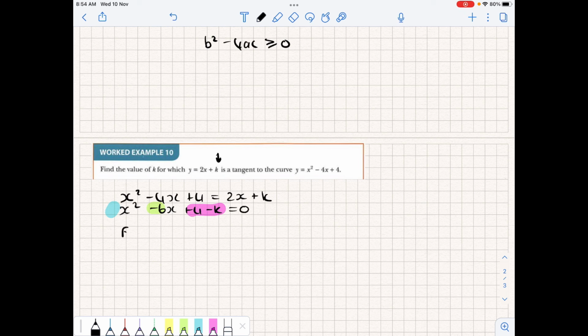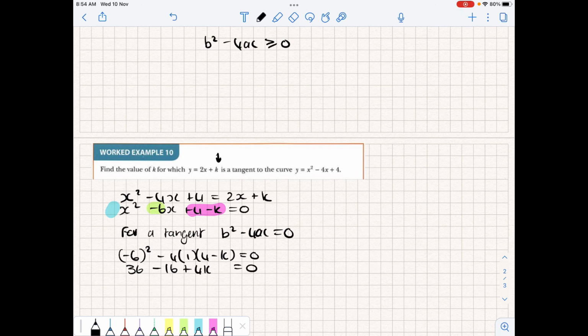And we can say for a tangent, b squared minus 4ac must be equal to 0, because we want two roots that are the same. And so we're just going to put those into our equation. So we'll have minus 6 squared minus 4, a is just 1, c is 4 minus k equal to 0. Here we'll have 36 minus 16 plus 4k equal to 0.